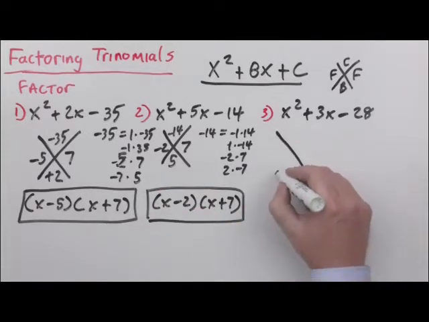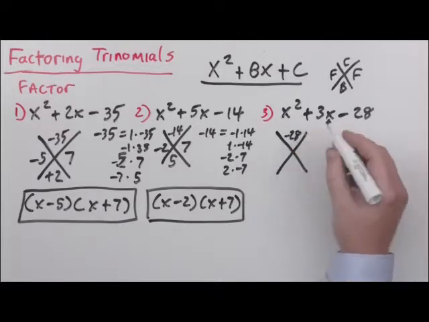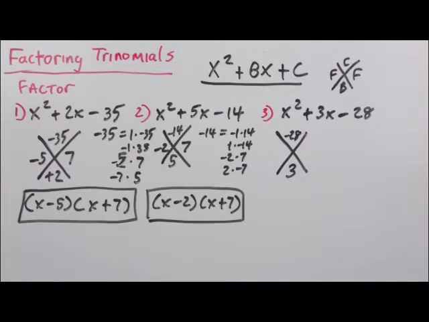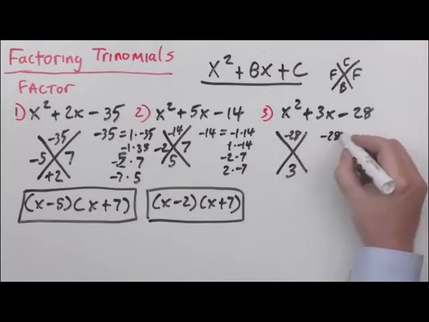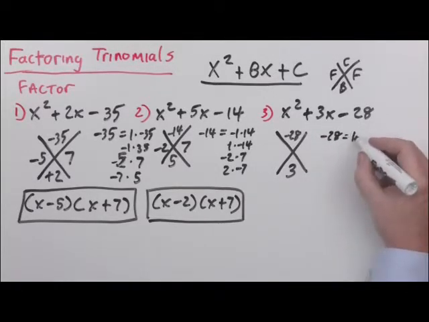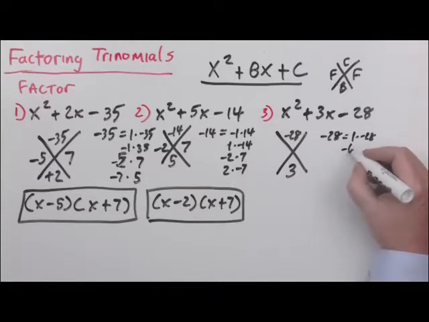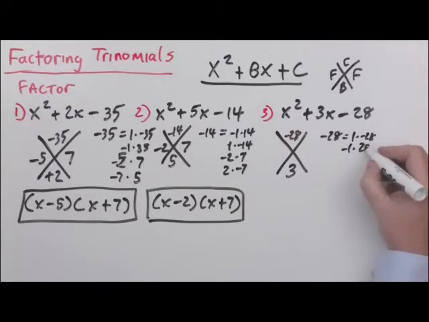My x factor here, so I have negative 28 on top and positive 3. So let's start listing the stuff that multiplies to negative 28. 1 times negative 28, that's certainly not going to add to 3. Negative 1 times 28, no.